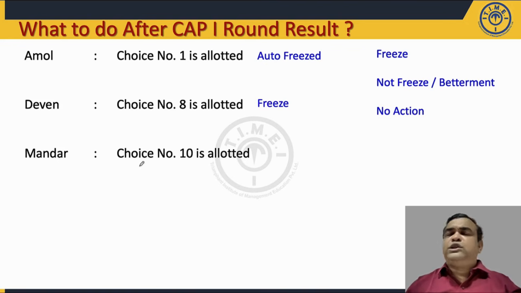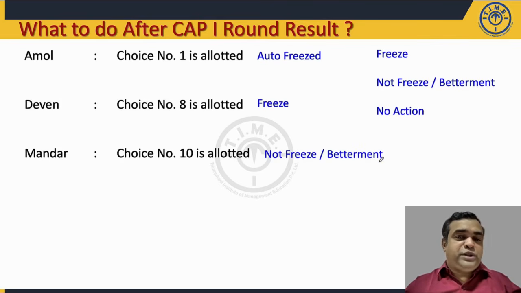Now Mandar is the third student. He is allotted college number 10. Mandar says he's not so happy with college number 10, but if he doesn't get admission in any other college, he'll accept it. At the same time, he wants to check whether he will get a better college than that. So what does Mandar have to do? Mandar has to choose not freeze, the betterment option.